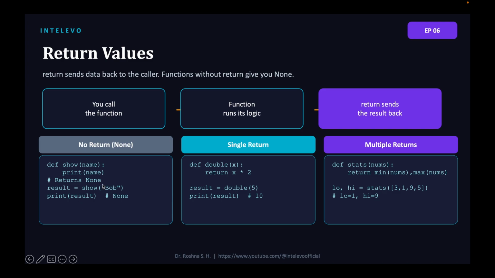That is what the first column demonstrates here. This is useful for printing or saving a file, but not when you need a result to work with. And the second pattern, a single return value. Here you want to double a number and get back the result and store it in a variable. This is the most common pattern you will use.